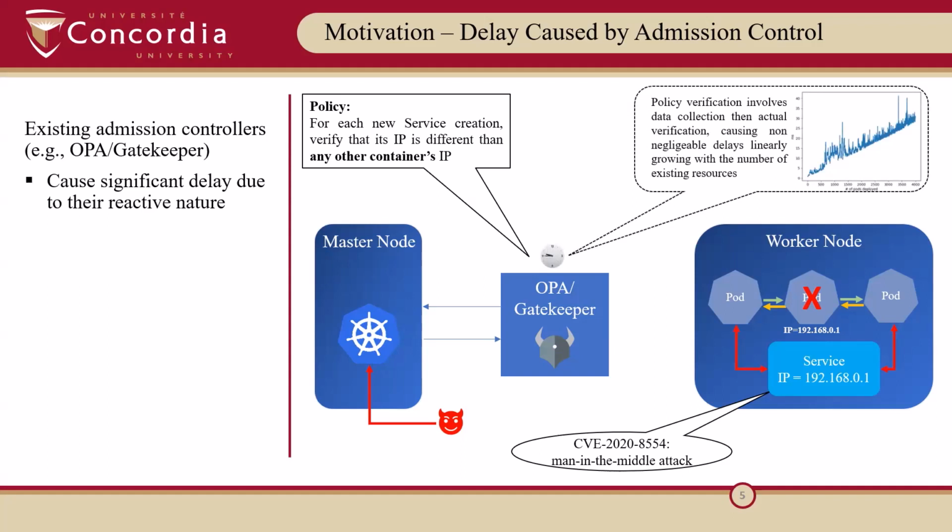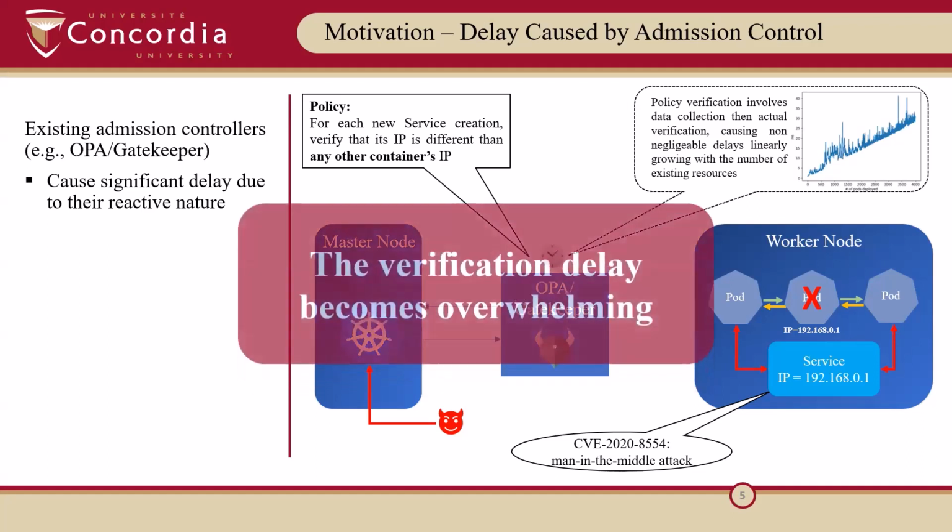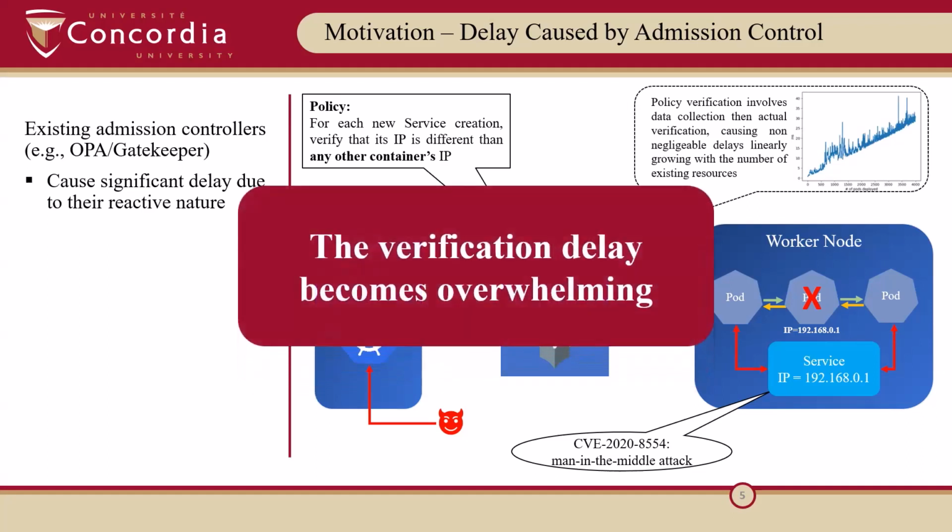For the policy verification delay needed to enforce such a policy, we have two things. We have data collection, because we need to gather the different IPs of the pods existing in the cluster. After that, we need to verify these IPs against the new IP that we want to create. All of this delay grows linearly with the size of the cloud. And if you have very big clouds, with more and more containers, it can be completely overwhelming in some cases.